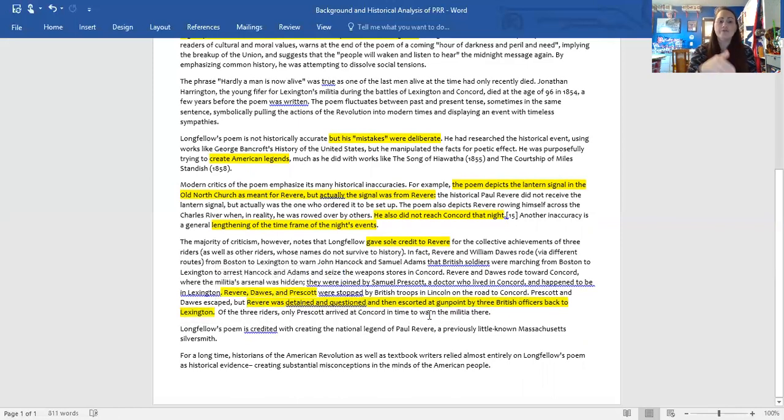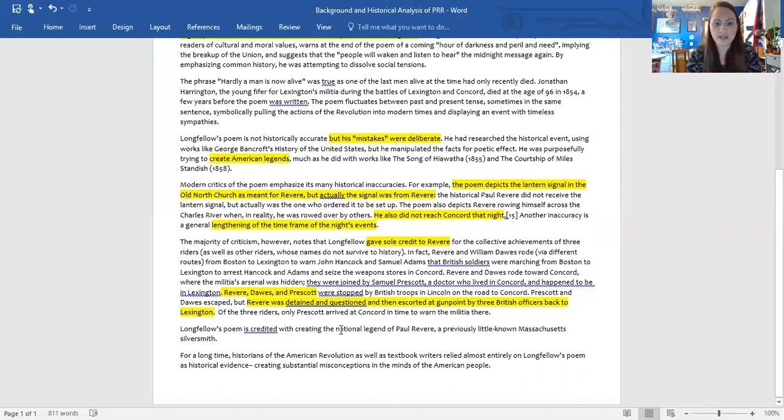So here, Longfellow wanted to make this American legend, and so he chose Revere as the single rider, and he says in the poem that he was successful, where in fact in history, Revere was not successful. He never made it, and there were 3 riders, Revere, Dawes, and Prescott. Of the 3 riders, only Prescott arrived at Concord in time to warn the militia there. So my question to Longfellow would be, why didn't you use Prescott in the story? Why use Revere? That would be a question I would like to ask him.